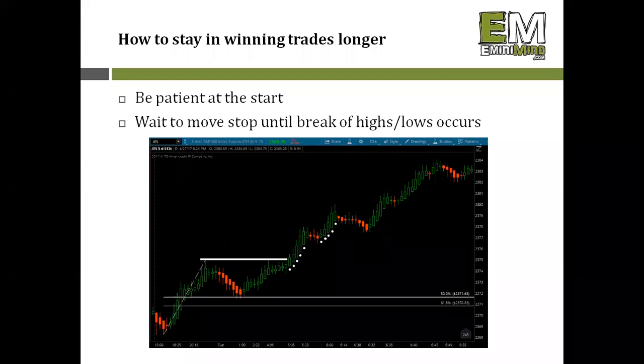So that's why I'm a big fan of scaling out, as long as the risk to reward per contract is good. So if you have 3 contracts, you don't want to take one of the contracts off, like I said, for a point if you're risking 3 points.